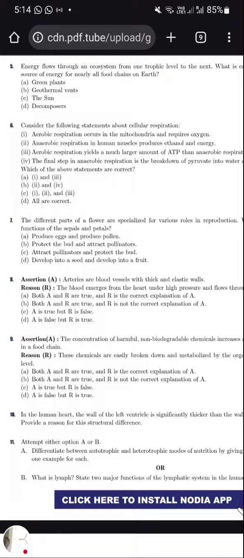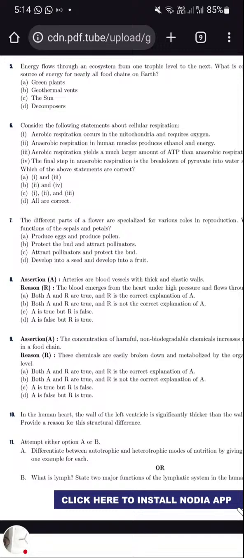Vivek, once you check question number 7, you wrote option C. First, we need to write the function of the sepal, then the petal. The sepal's function is to protect the bud, and petals are the colored part which attract the pollinators. So option B is the correct answer. Vivek, can you hear me? The 7th one is wrong. Instead of C, it is B. Correct it.